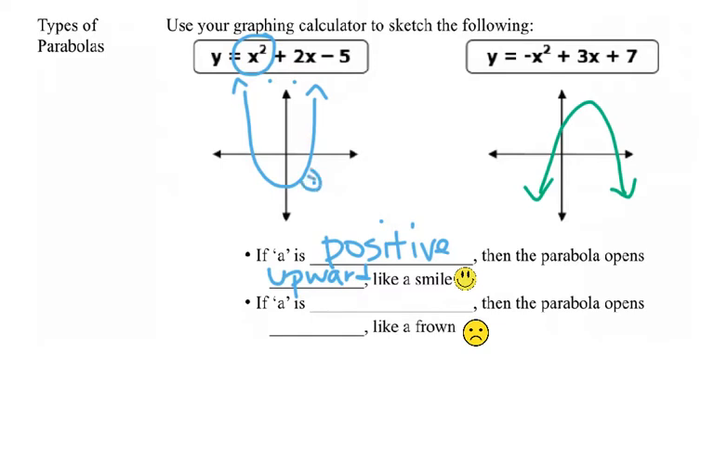Yay! Okay, if a, the number in front of x squared, is negative, so that's understood to be a negative 1. So if a is negative, then the parabola opens downward like a frown. So this is an angry parabola. Alright, so that's the difference. So the number in front of x squared, the a value, determines whether it's a happy parabola or a sad parabola. If it's positive, it's going to open upwards. If it's negative, it's going to open downwards.